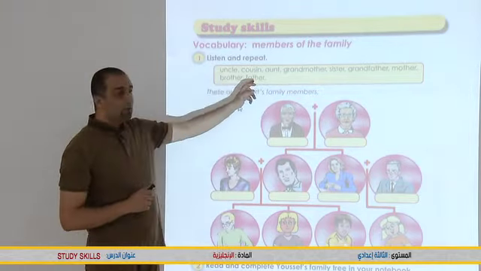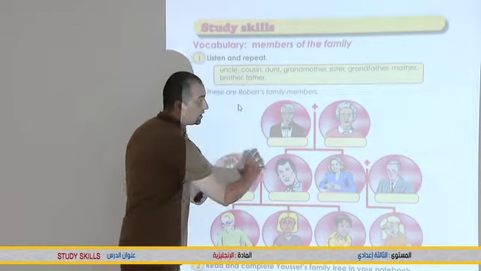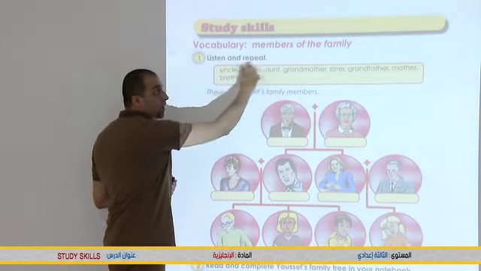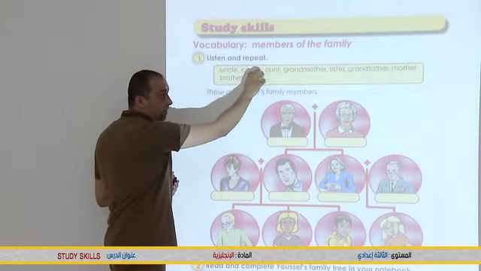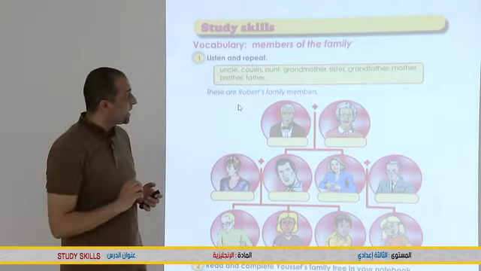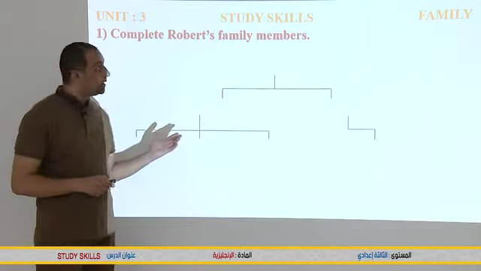Now take your copybook and try to draw this chart in your copybook and complete it with words from this box in their correct place. So now let's complete Robert's family members and correct the exercise.